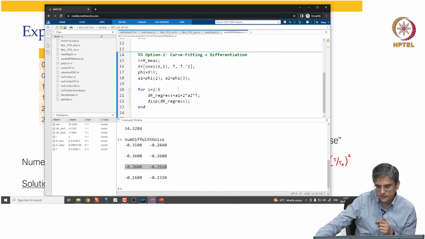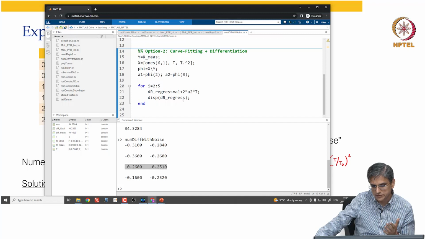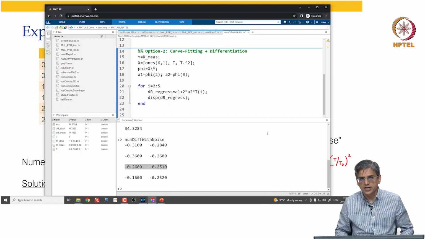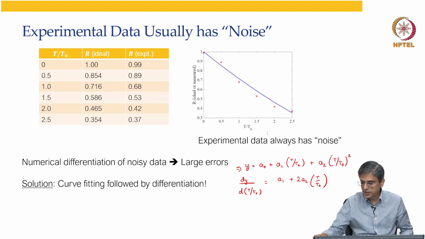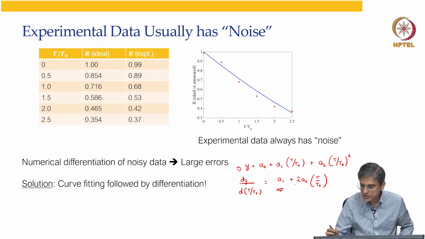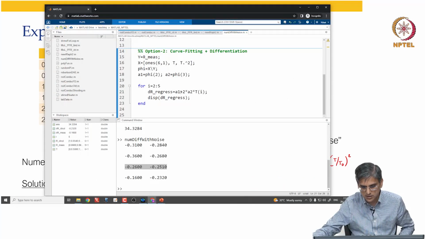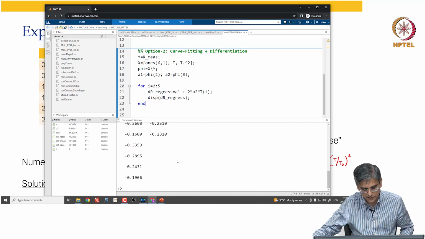What we have done over here is we have tried to do the regression and fit a curve. After that we are trying to find out how the algebraically computed derivative for the fitted curve looks like. How do you calculate the algebraic derivative? It is a1 plus 2a2 into t, at the ith location. That is how we are going to calculate this. So let's go over here and run this and see what we get.